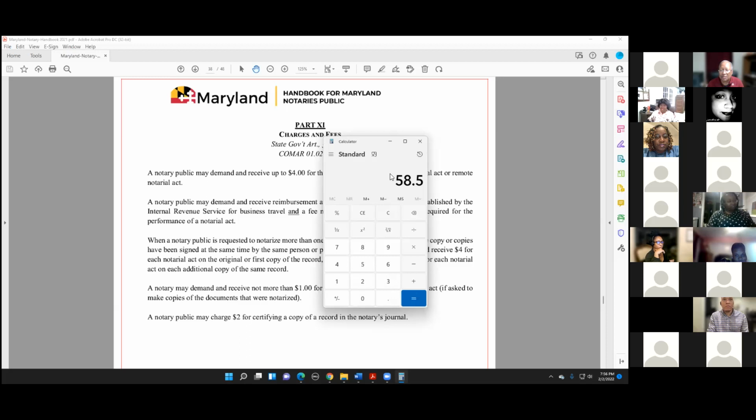Is that 58.5, is that right? Yes. 58.5 times 20? Actually, I think something is wrong. It should be point, it should be 0.585. It should be point what? 0.585. Yes, and it comes to 11. 0.585, yes.